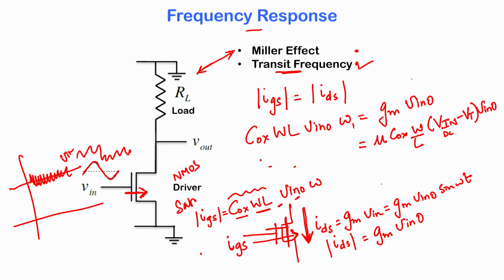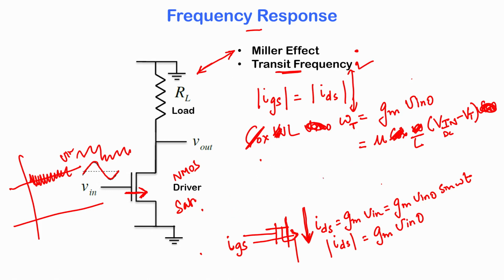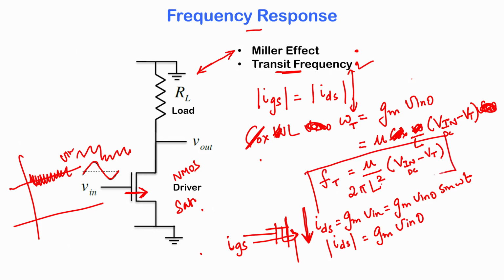and we will give a special symbol to this omega, we will call it omega t, which is to represent the transit frequency. So, Cox cancels on both sides, W cancels on both sides, Vno cancels on both sides, and what we are left with is this definition for the transit frequency, which is omega t is mu by L square into Vin DC minus Vt. And if you write it in terms of the frequency in hertz, if you say Ft, then you divide this by 2 pi. So, this is a very key parameter in any technology.